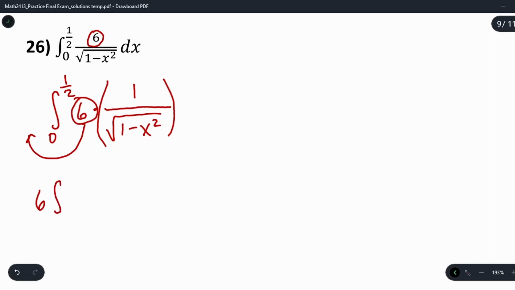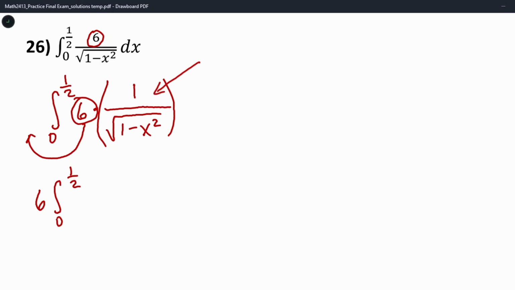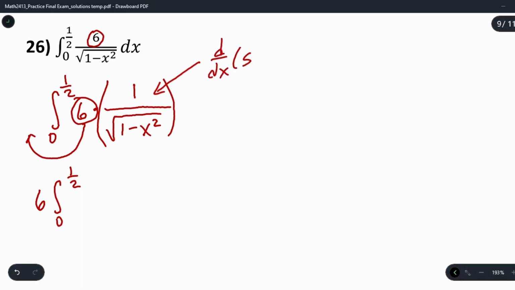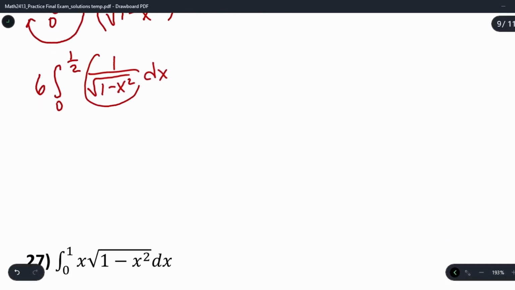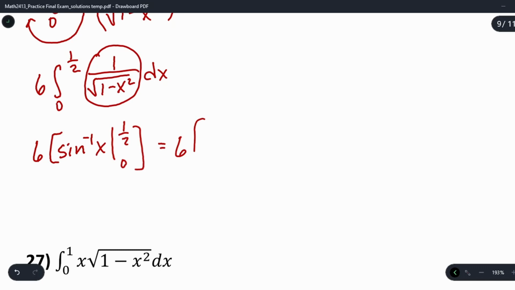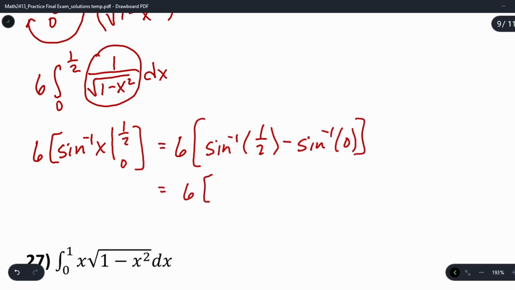So that's going to give me 6 times the integral from 0 to a half. And then this you should recognize as one of our derivatives. It is the derivative of inverse sine of x. And so what I can do, doing the antiderivative, would give me the inverse sine of x. So let's rewrite like this. This is 1 over square root of 1 minus x squared with respect to x. Forgot my dx there. And then we know that the antiderivative of this fraction is inverse sine of x. And that needs to be evaluated from 0 to a half. So we're going to have 6 times the inverse sine of a half minus the inverse sine of 0. So what is the inverse sine of a half?